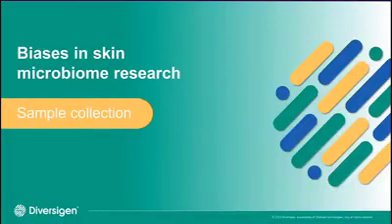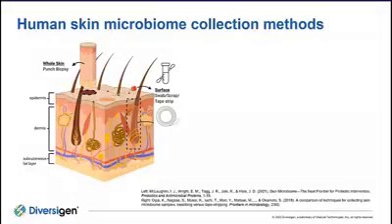Let's talk about the first step of a skin microbiome pipeline, which is sample collection and biases associated with sample collection. Collection of skin microbiome samples is challenging, but can actually be performed using a number of different methods, for example, the swab, the tape, or biopsy methods. As you can see here in this figure, both the swab and tape collection methods are used to sample the surface of the skin, and the biopsy method will sample different layers of the skin.